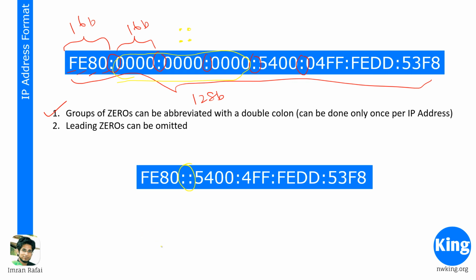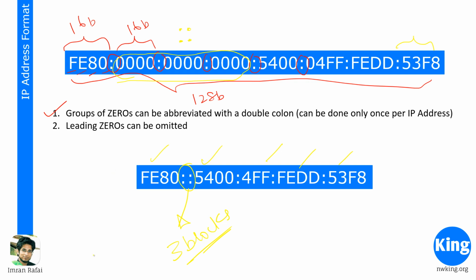Now, if somebody gave you this IP address, FE80 double colon 5400, whatever that number is, how do you know how many blocks of zeros are there in between? That is done by counting the blocks. In this IP address I see 1, 2, 3, 4 and 5. There are 5, but there are supposed to be 8, right? So 1, 2, 3, 4, 5, 6, 7, 8. You need 8 blocks of 16-bit numbers, and you only have 5. That means this double colon has 3 blocks of zeros, right? You with me?